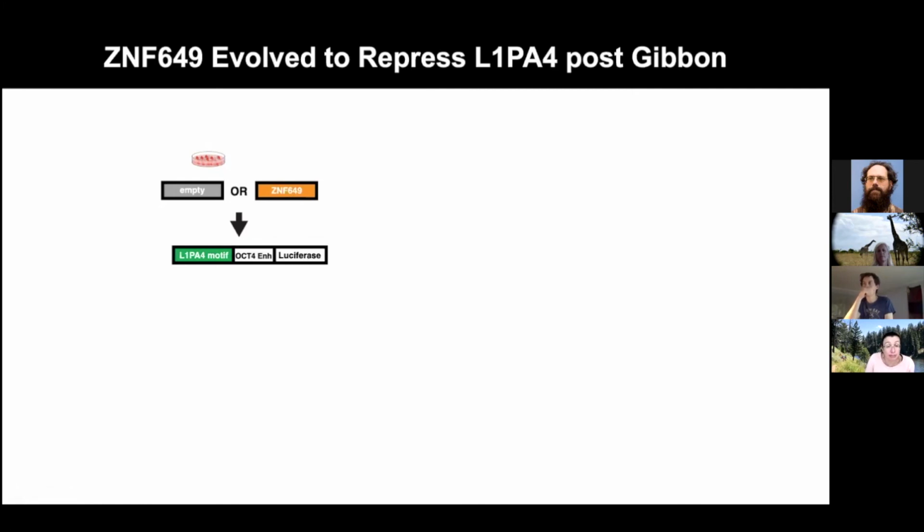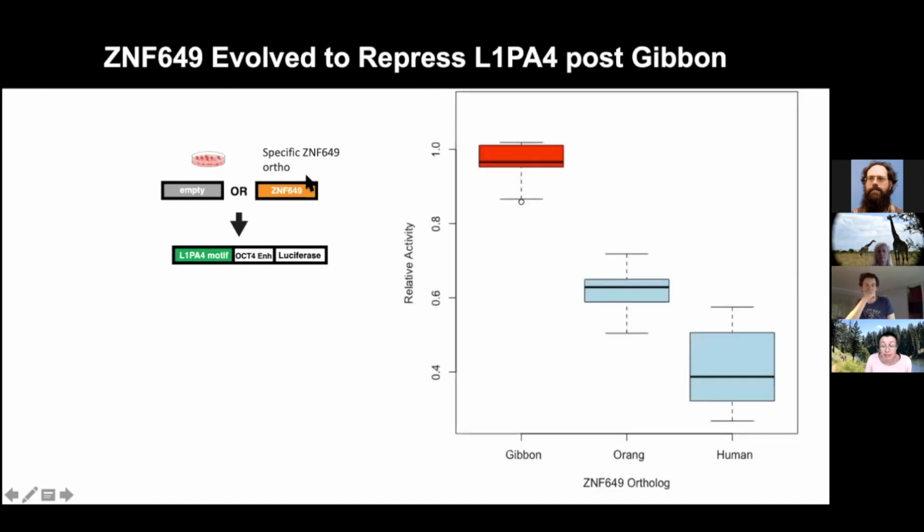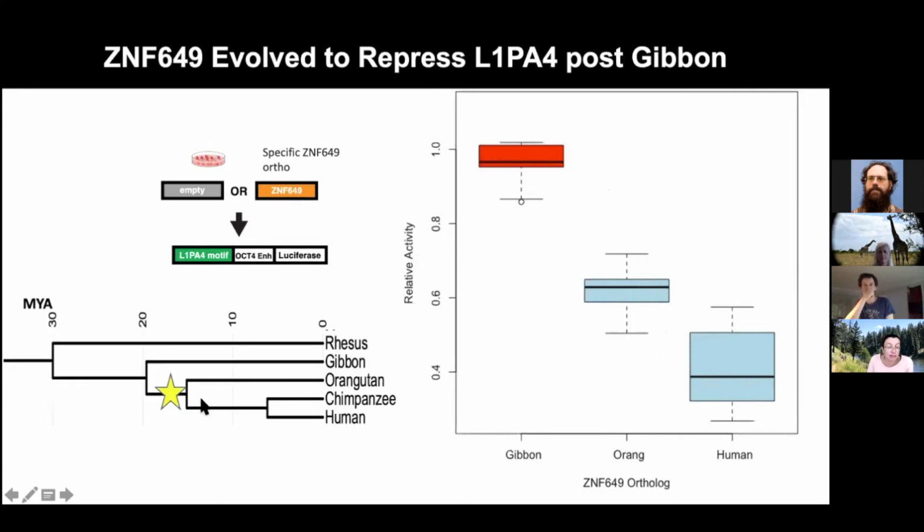and we can do either ZNF649 or specific orthologs of ZNF649. In this case, Natalie Philippi, an undergraduate who's now a research specialist, found that while the human and orangutan versions of ZNF649 can repress the luciferase reporter, gibbon ZNF649 does not. That suggests to us that ZNF649 acquired the ability to repress L1PA elements at this point in evolution.